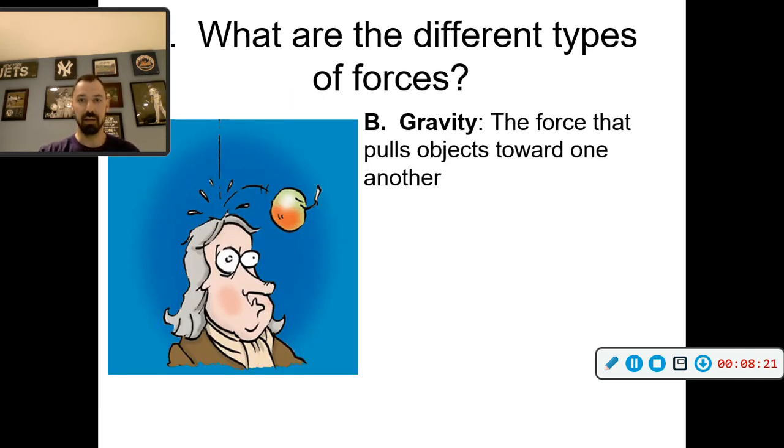Okay, next type of force is gravity. It's a force that pulls objects towards one another. The famous story is Newton having the apple hit his head, right? And that's what supposedly made him think of gravity, but that's folklore. It's not true. Either way, gravity is pulling objects to the center of the earth, so it causes objects to fall to the earth's surface.